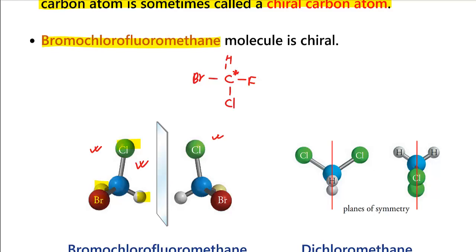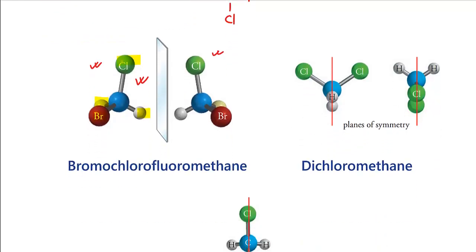So I can use the idea that if I find a plane of symmetry, the molecule will not be chiral. Let's take some example. This molecule is dichloromethane. This contains 2 chlorine groups and 2 hydrogen groups. Now if I bisect this molecule along this line, so this is a plane. On this plane we have 2 hydrogen atoms and this carbon atom. One side I have a chlorine group and the other side I have another chlorine group. So there is a plane of symmetry.